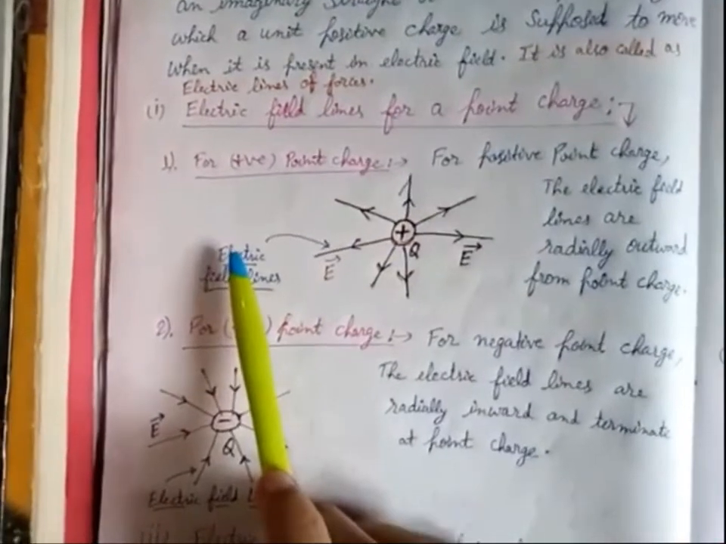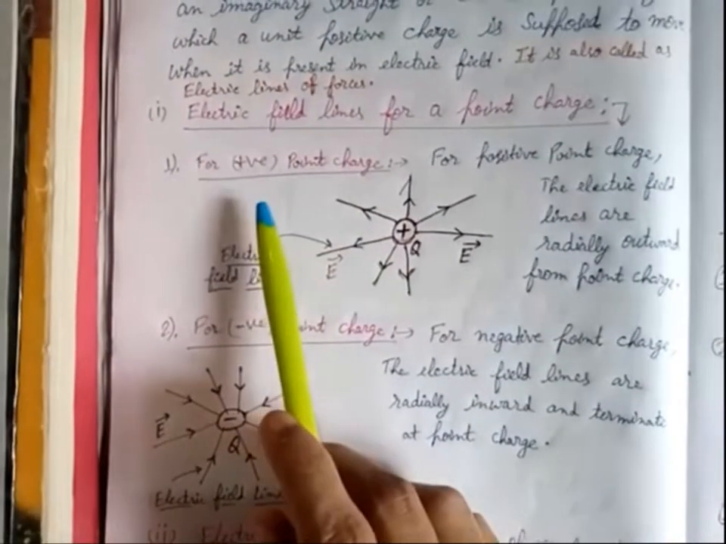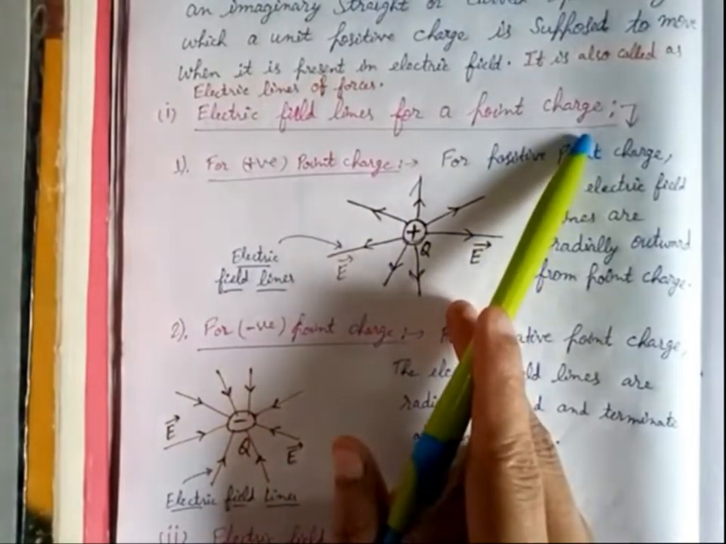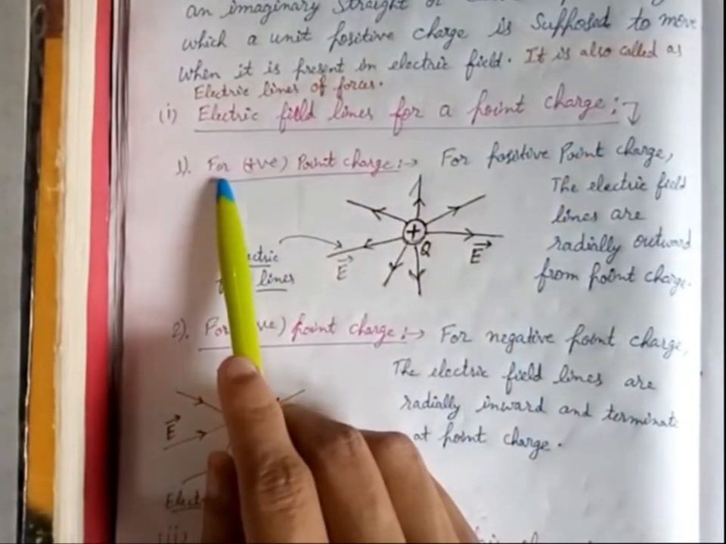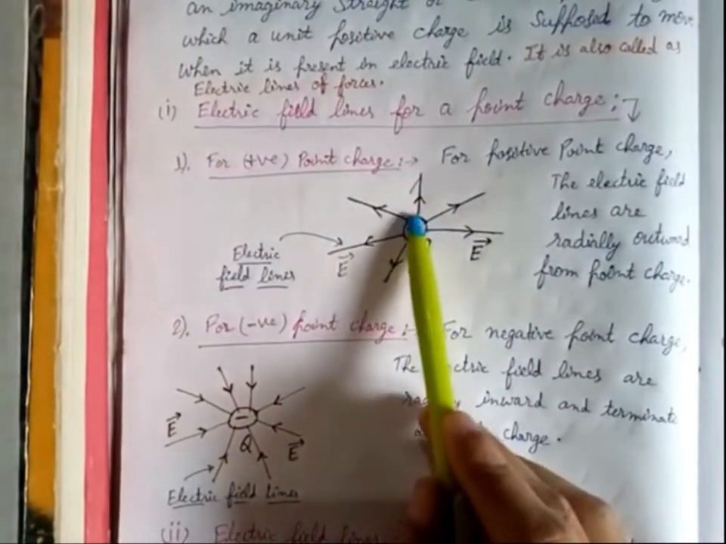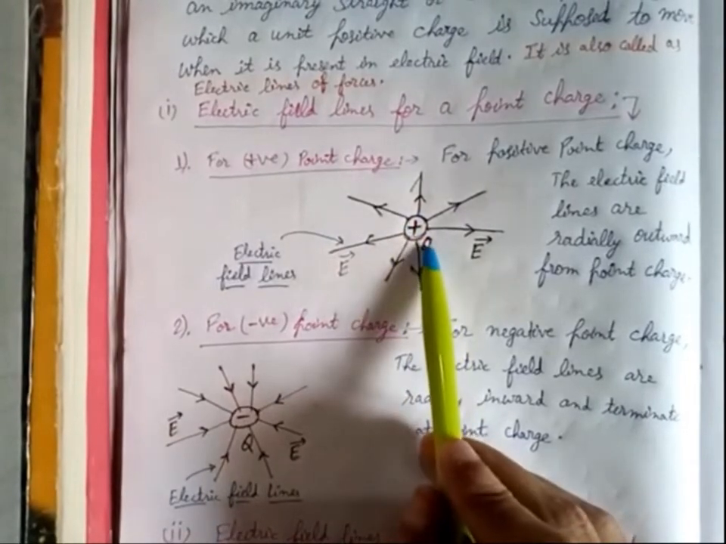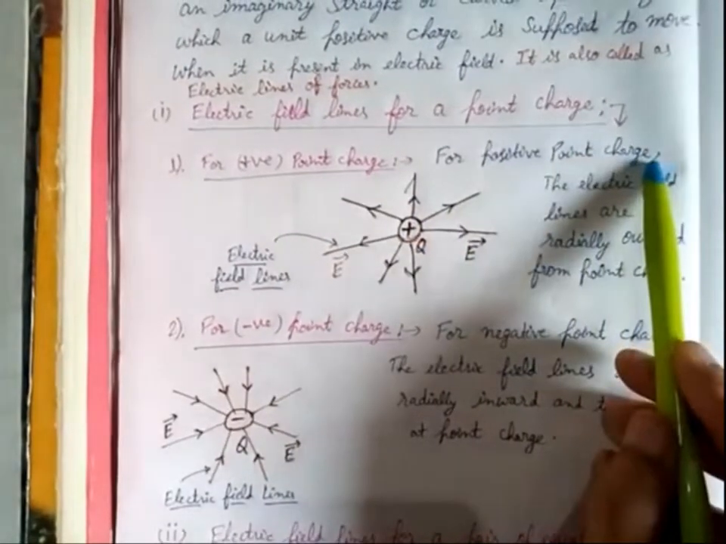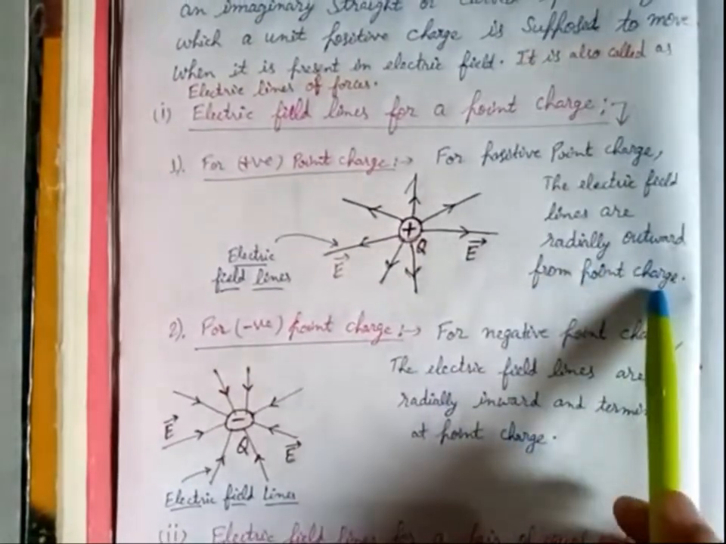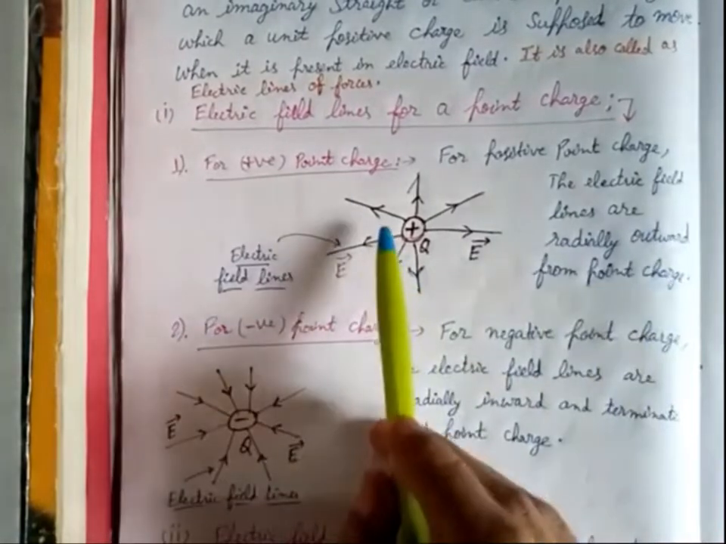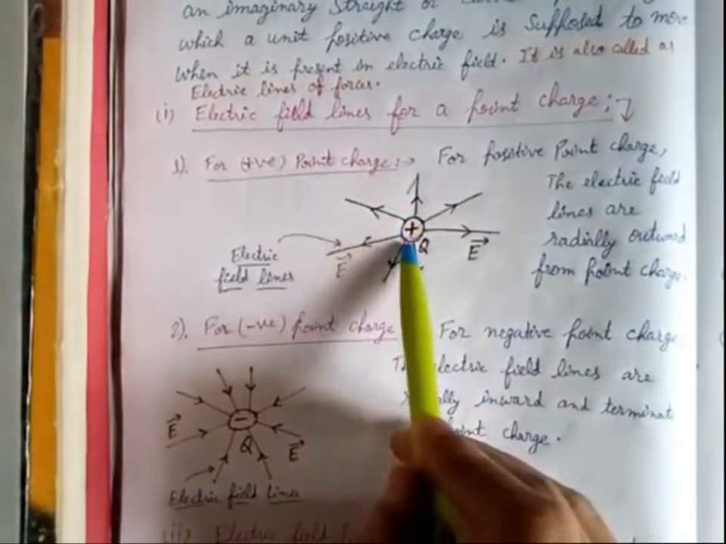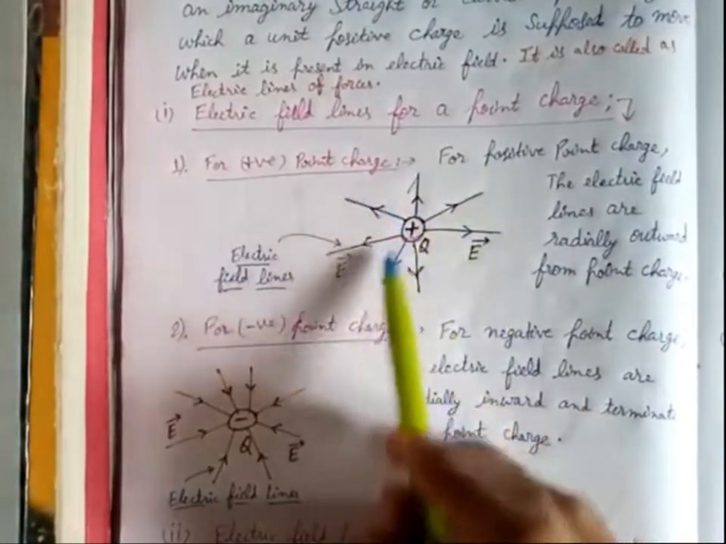So what is the drawing of the electric field lines for a point charge? First, we will take a positive point charge. Whenever there is a positive point charge, this is the source charge. For a positive point charge, the electric field lines are radially outward from the point charge. So these are the electric field lines which are coming out from the positive point charge in all directions.